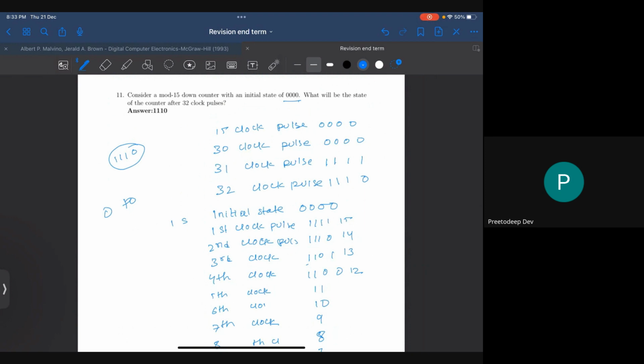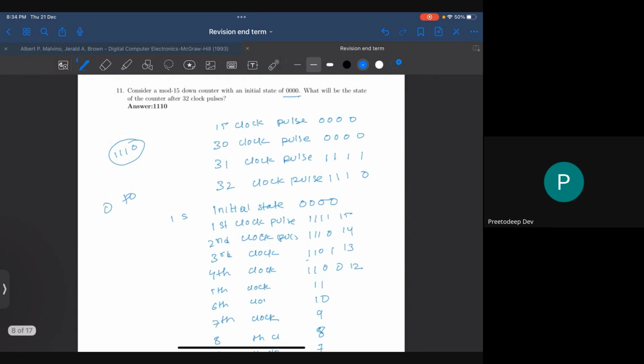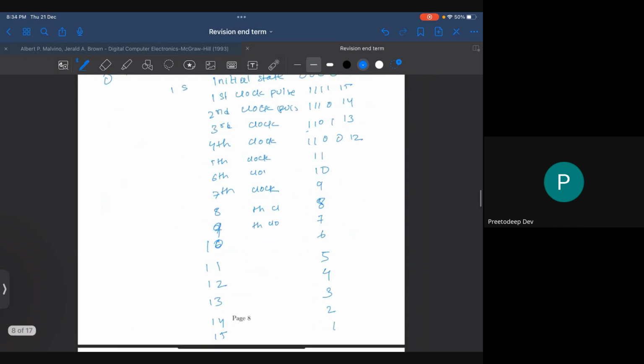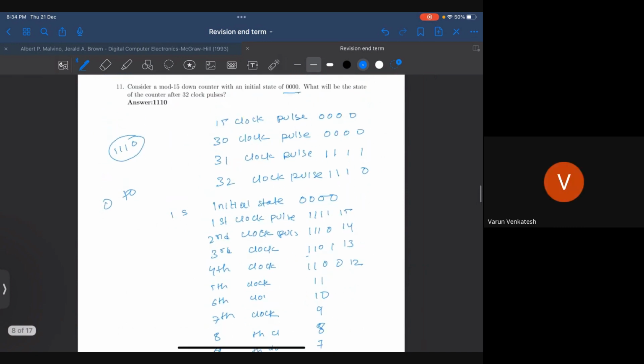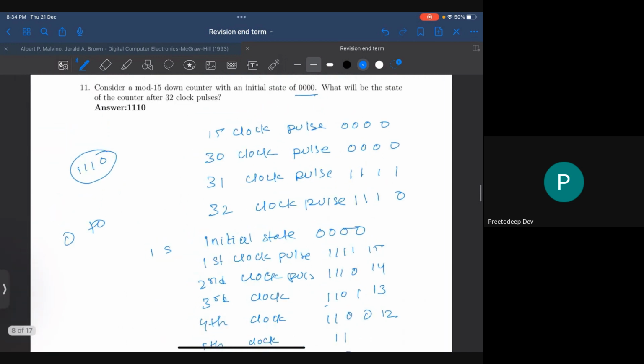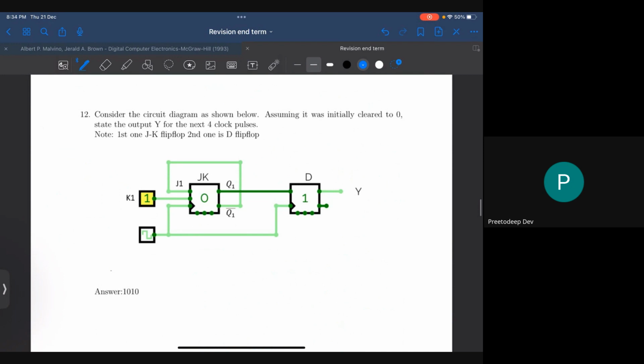We'll see an answer in the Discord. That will be good. But this is a little bit confusing. We'll see an answer in the Discord. That will be fine, I think. Right? Okay, sure. When you post in Discourse, can you also put in that if it is a mod 15 down counter, the first 15 or 16 pulses? If I put in the Discourse, I'll explain in detail. Don't worry. Okay.